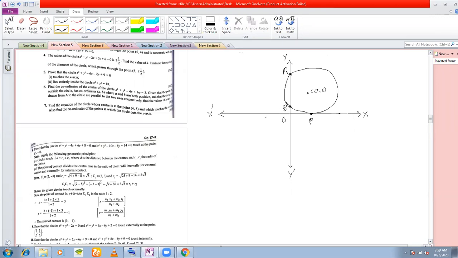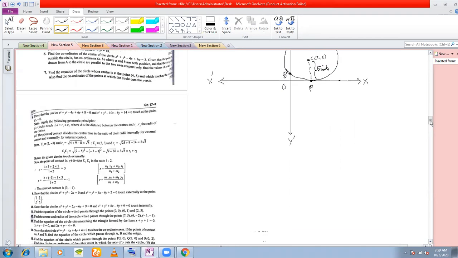So how will you find out the coordinates of A and B? First of all, the center of the circle is given to you as 4, 5. And if you draw a perpendicular from here, this becomes your radius, right? And what is the radius here? This length is actually 5 units, because it is your ordinate. So the radius of the circle is 5 units.